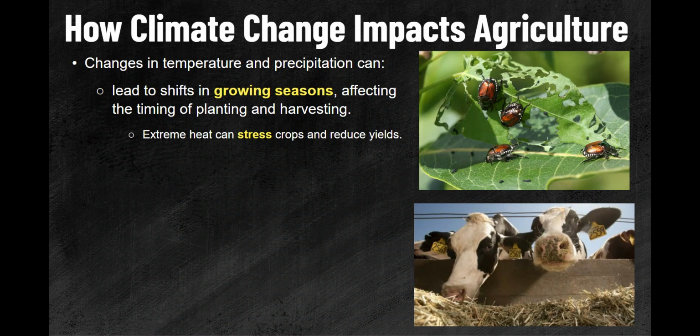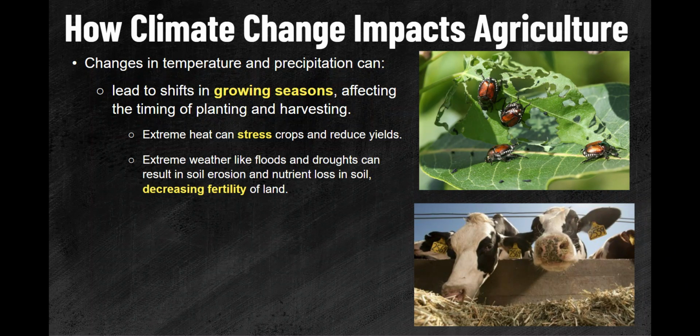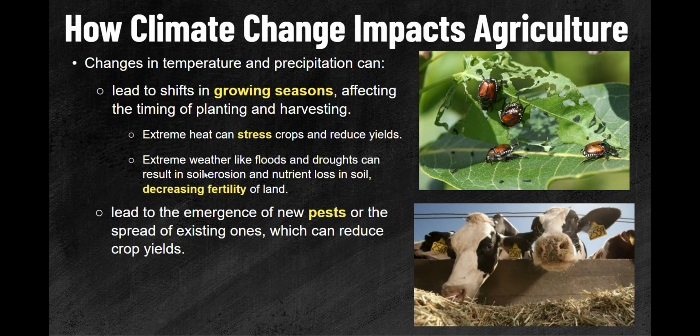What would be so bad if the growing season changed? Well, if it's now the case that global temperatures are rising and there are extreme cases of extreme heat, like say during summers, well, that's going to stress the crops and reduce the yields that we get. So we're not going to be able to produce as much. Also, if the weather's changing, extreme weather like floods and droughts, this can result in soil erosion. And that's going to take nutrients out of the soil. That's going to decrease the fertility of the land. The land's not going to be able to produce, which again reduces yields.